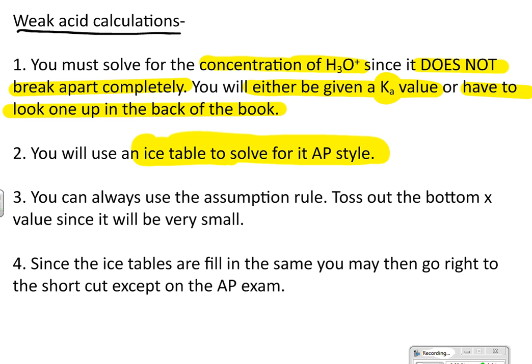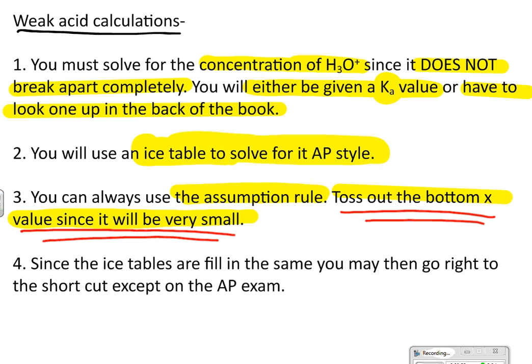We're going to use something called the assumption rule. Because weak acids break up into small amounts, less than 5%, we're allowed to toss out the bottom x, which, since it's going to be very small, prevents us from having to use the quadratic equation. So in this chapter, there is no quadratic. You don't have to be concerned with it because we're allowed to ditch the bottom x. So keep that in mind. That's important. Because the acid ionizes very little, we can automatically toss out the bottom number, and it works the same way on the AP exam.